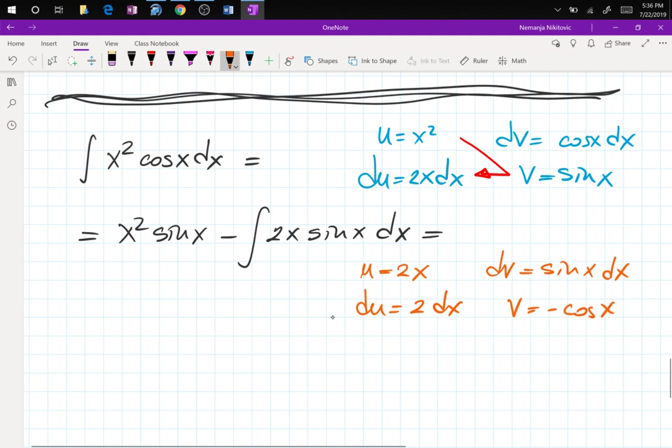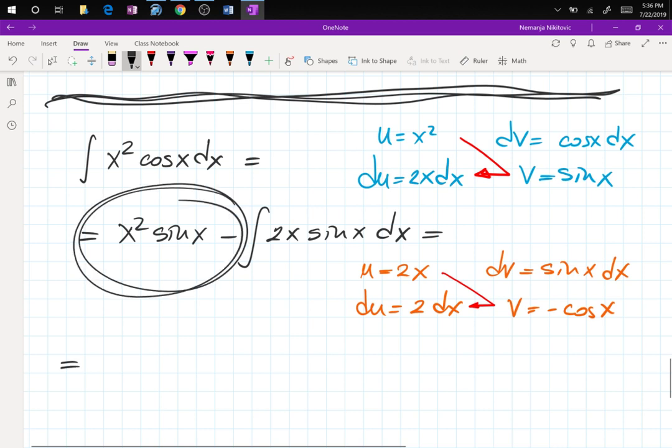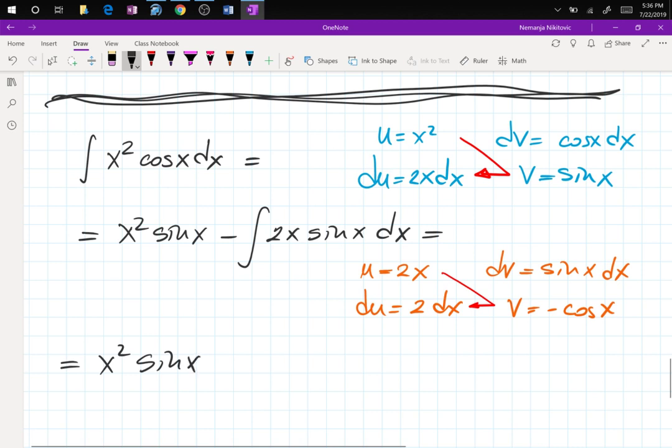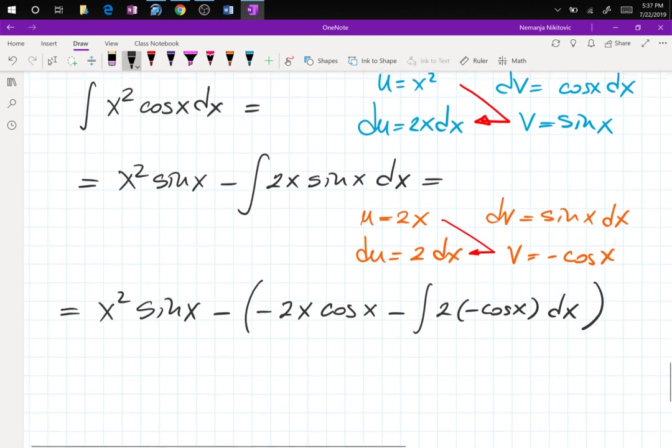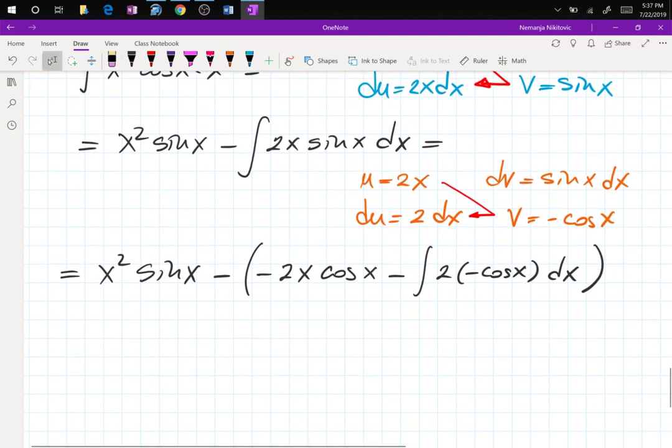And now, look at that du. It doesn't have power. It doesn't have x at all, actually. So now with the formula, don't forget to copy the rest of the problem. So you have to copy x squared sine x minus, and now in parentheses, you have your negative 2x cosine x minus the integral of 2 times negative cosine x dx. So it's a lot of negative signs and a lot of things that you have to take in consideration.